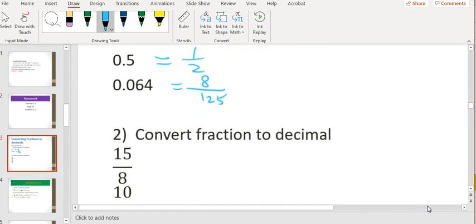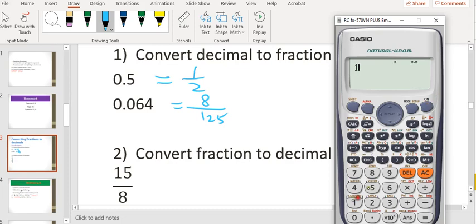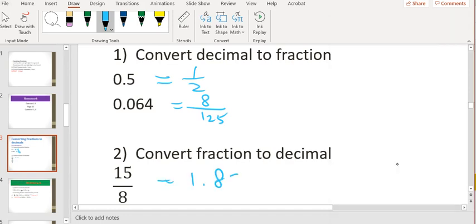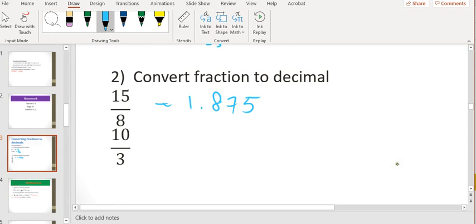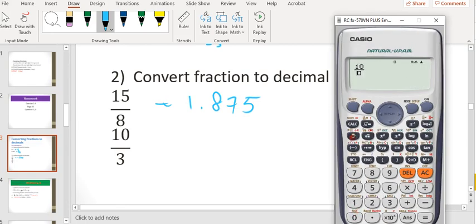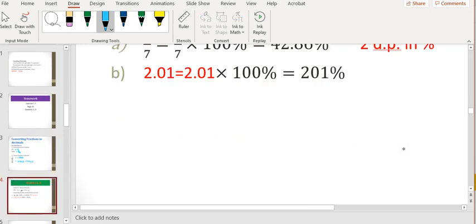Convert fraction to decimal. It's simple, just use your calculator. 15 over 8, so you have 1.875. Fraction to decimal, so 10 over 3. You have 3.33333, so I have 3.3333. Just get 4 decimal places. If it is RM, Ringgit Malaysia, or any currency, because cents for sure is 2 decimal places, right? So it's nothing much.